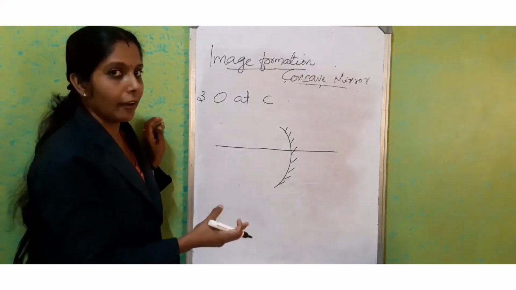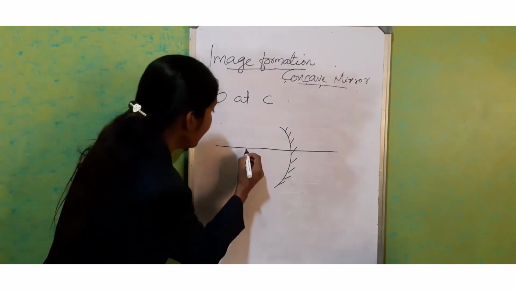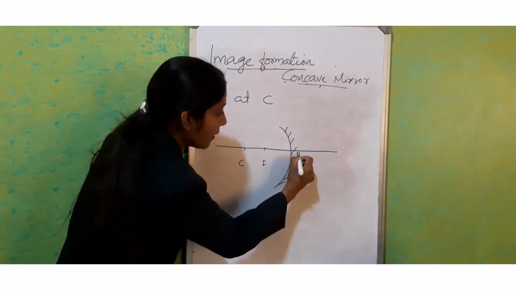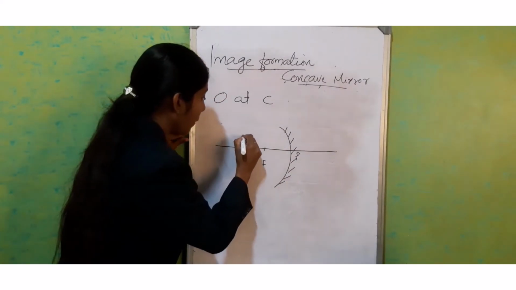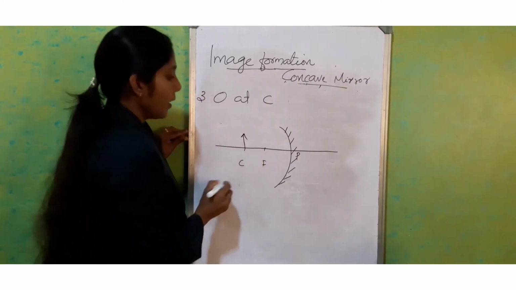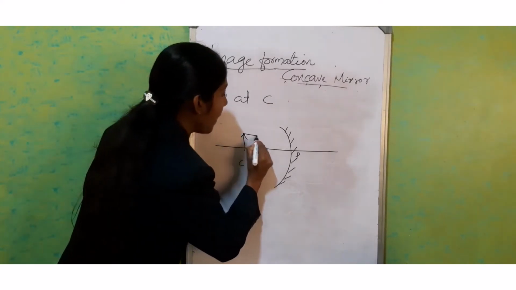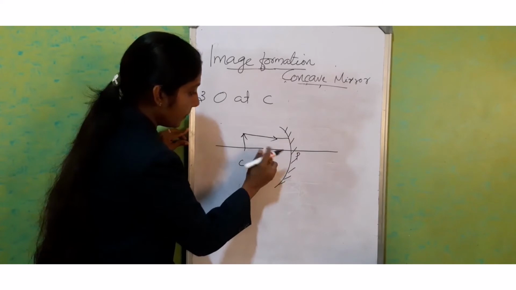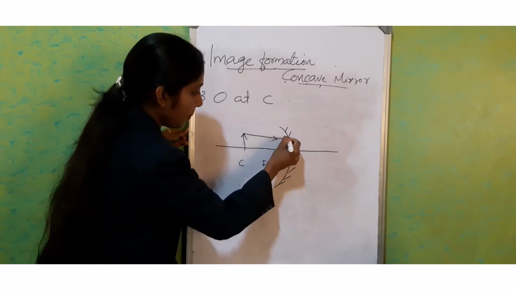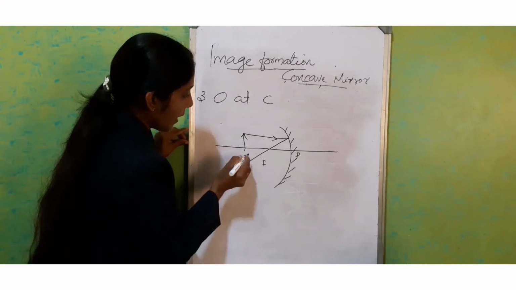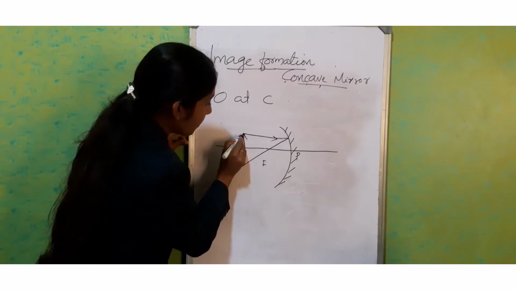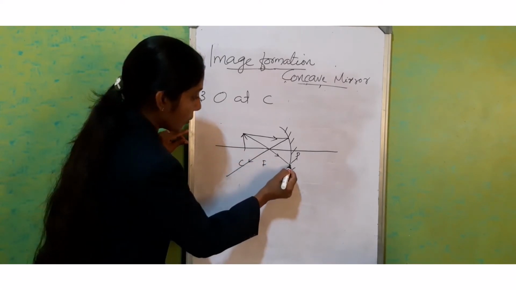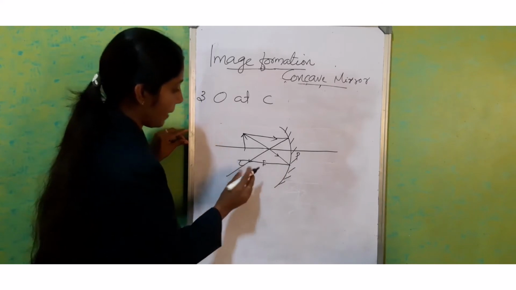I am drawing it as a rough figure. Sometimes there may be slight variations. So here I am marking a center of curvature, and here this is my focus and this is a pole. So I get the object here. The first ray, which is parallel to the principal axis, after the reflection is passing through the focus. Then one ray which is passing through the focus, after the reflection, it should be parallel to the principal axis.